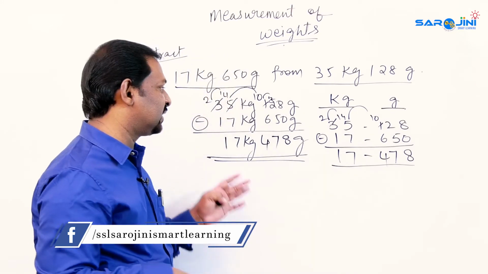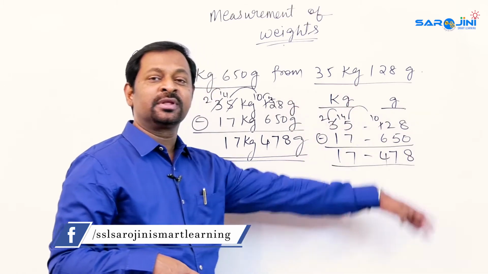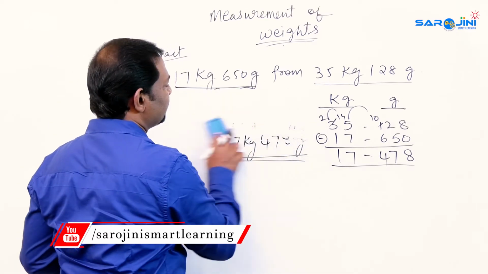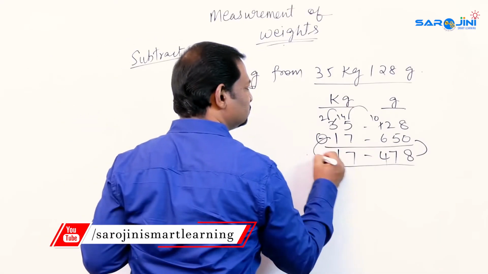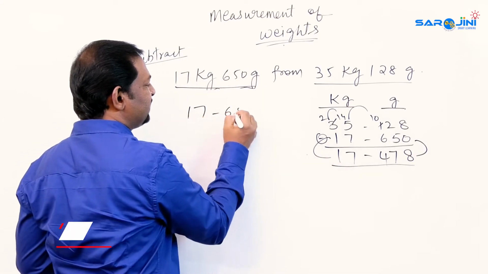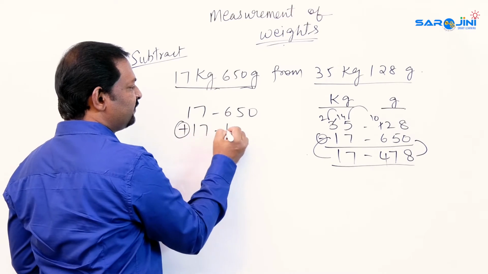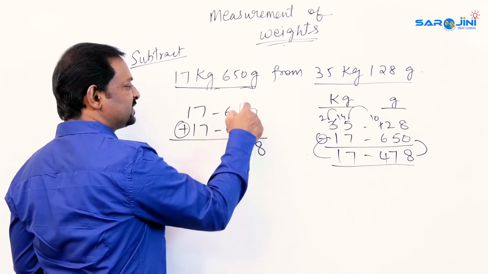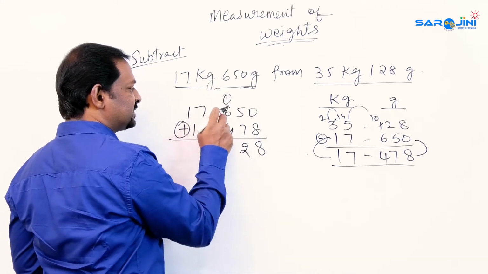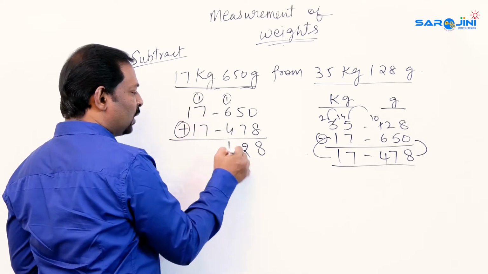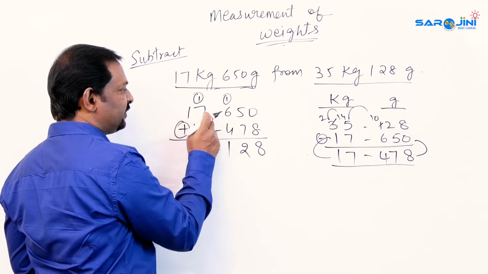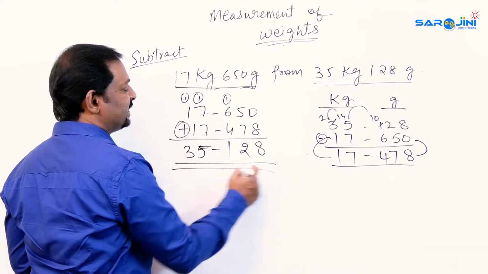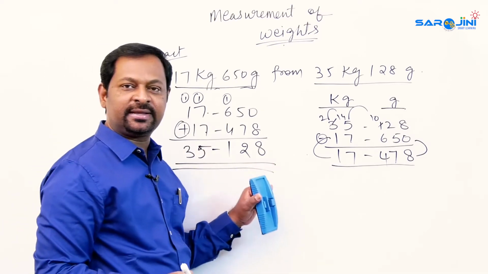Suppose you get a doubt whether the answer is right or wrong, because we are borrowing from kgs. So how to find out? That I can show you. Here you just check by adding these two: 17,650 plus 17,478. On adding, 0 plus 8 is 8, 7 plus 5 is 12, 1, 2, 4 plus 6 is 10 plus 1, 11, 1 and 1, and 7 plus 7, 14, 14 plus 1, 15, 1, 5, 1, 2, 3. So which is coming 35 kgs and 128 grams.